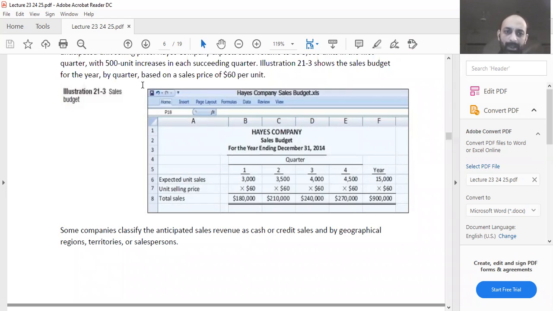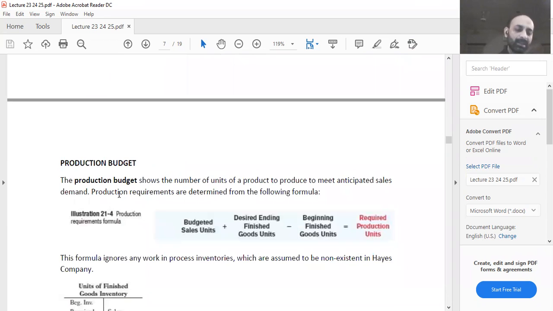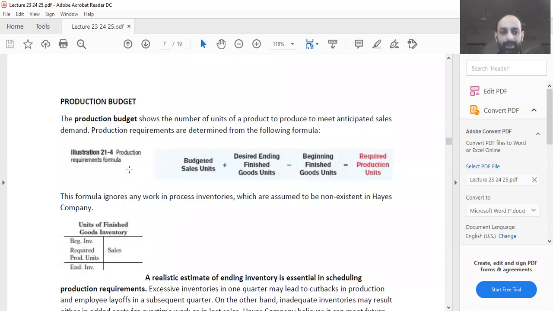So ये जो आपका sales budget है, you can further refine it and you can add more data to it using regions, using the salespeople, or by distinguishing the total sales that you have calculated here into credit sales or cash sales. The second budget that we make is called the production budget.